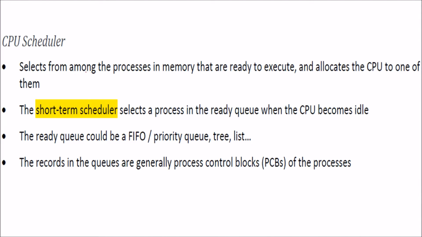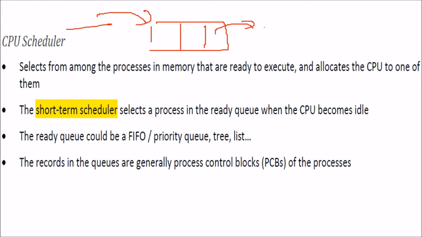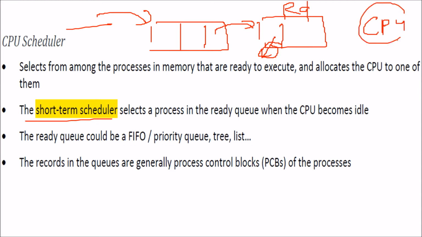So what is a CPU scheduler? As we just said, the process has to be brought into memory first. This is done by the long-term scheduler. Once they are in memory, they are put in the ready queue, and in this ready queue, one process has to be selected. This is done by the short-term scheduler. Once this has been done, the process has to be given to the CPU. This is done by the dispatcher.